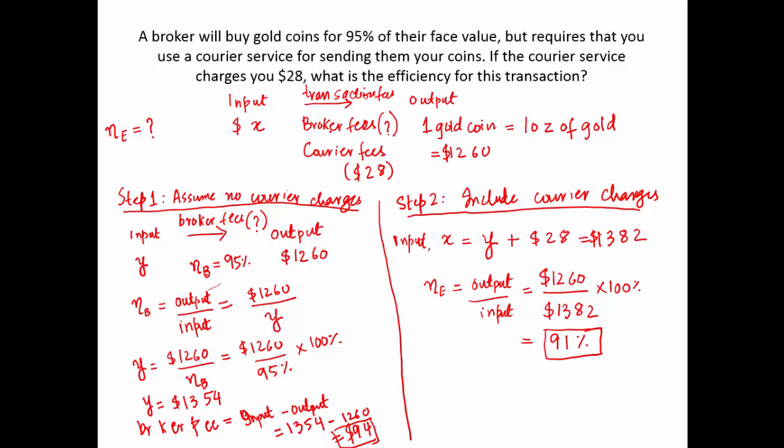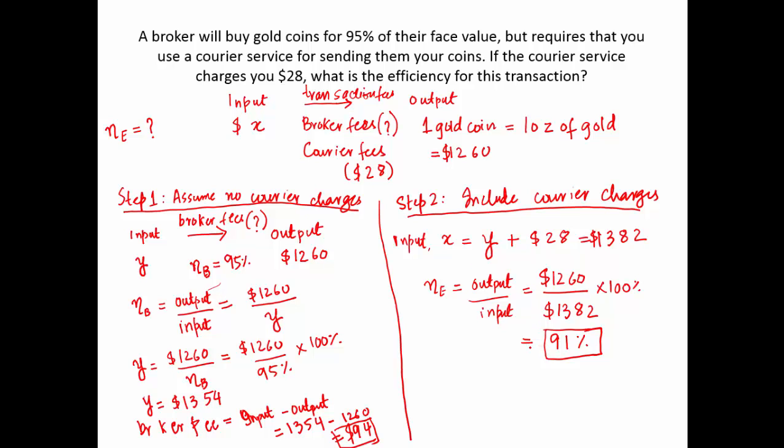So if you have two sorts of transaction cost, and for the purposes of simplifying the problem you eliminate one of the transaction costs, your input will be different. Your output, if it's given, is the same in this case. Our efficiency, assuming no courier charges, is 95%. If we include courier charges, our efficiency goes down to 91%.